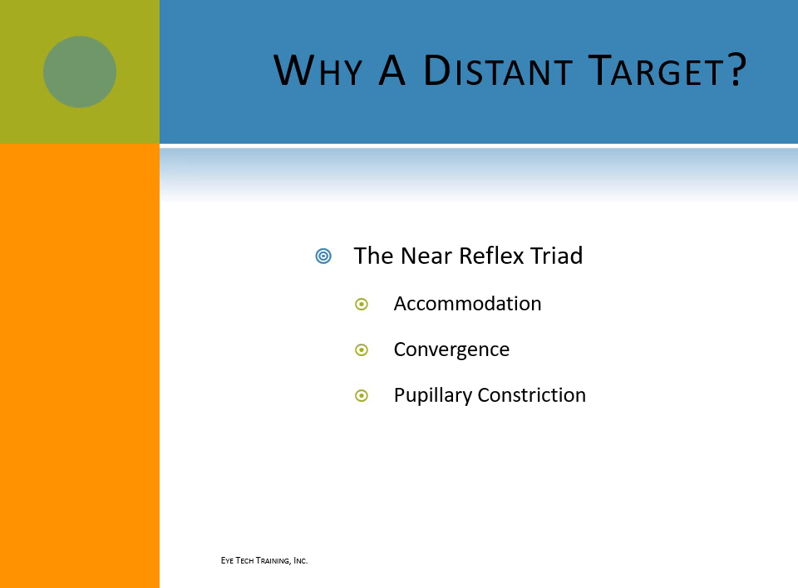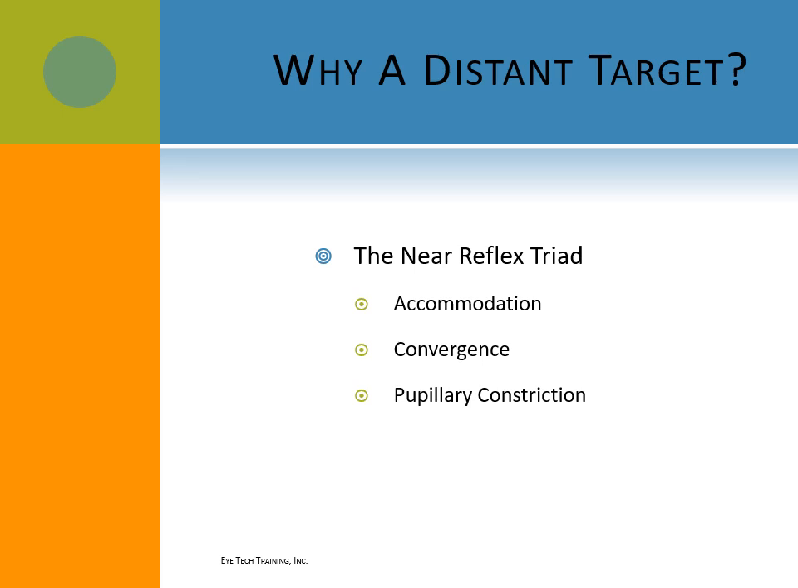First of all, your lens accommodates. That's the crystalline lens inside your eye. It changes shape to bring things into focus. Also, your eyes converge. That means that they come towards one another. And the third part of the near reflex triad is pupillary constriction. It's this last component of the near reflex triad, which is why we have to give them a distant, non-accommodative fixation target when we check pupils.